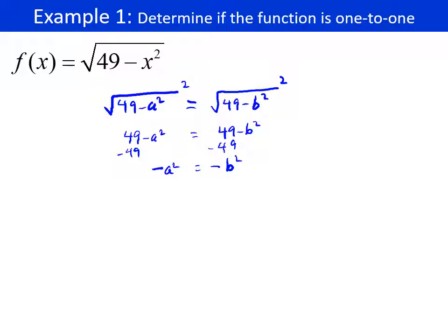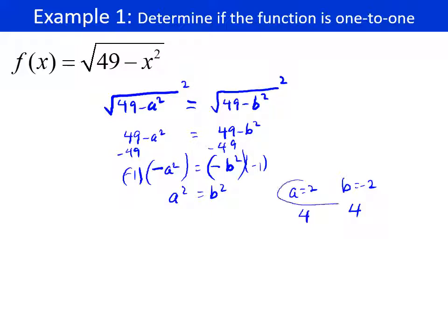If we multiply both sides by negative 1, we'll have a squared equals b squared. Now, I can tell by looking at this that there are numbers, for example, if a is 2 and b is negative 2, then a squared is 4 and b squared is 4. Now those are actually equal to each other, even though the a and the b are not equal to each other. So because f of a equals f of b, we do not necessarily have a equals b.